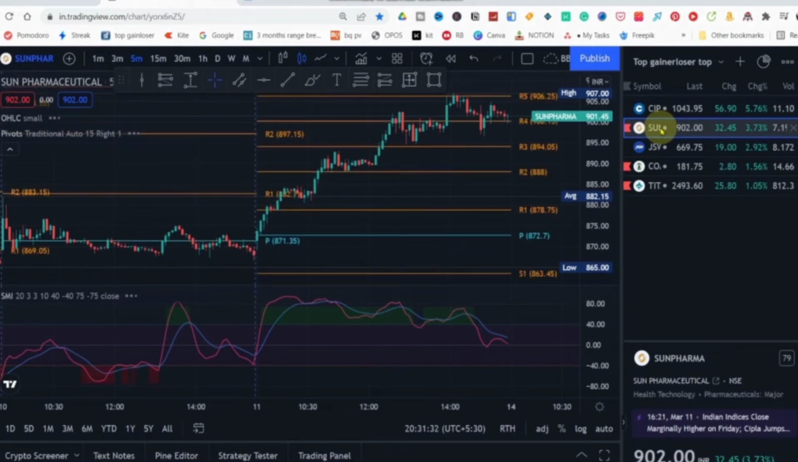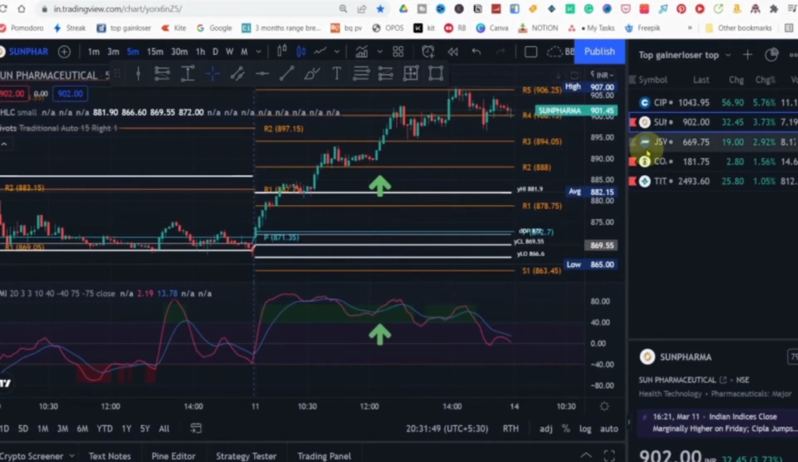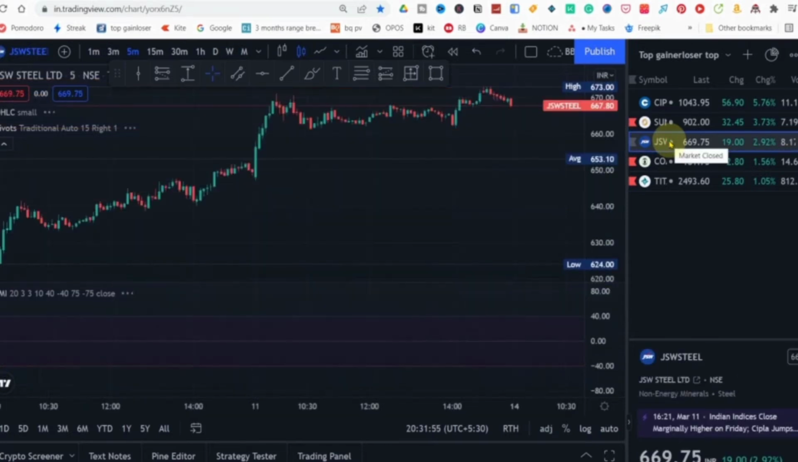Now Sun Pharma, this was a trending stock, so we will have to look for minor signals, that is mini signals. So here you can see it gives a pullback near this pivot level, and it goes up to the next level also. It has crossed the next level and reached the other level also. And SMI is also given a crossover.